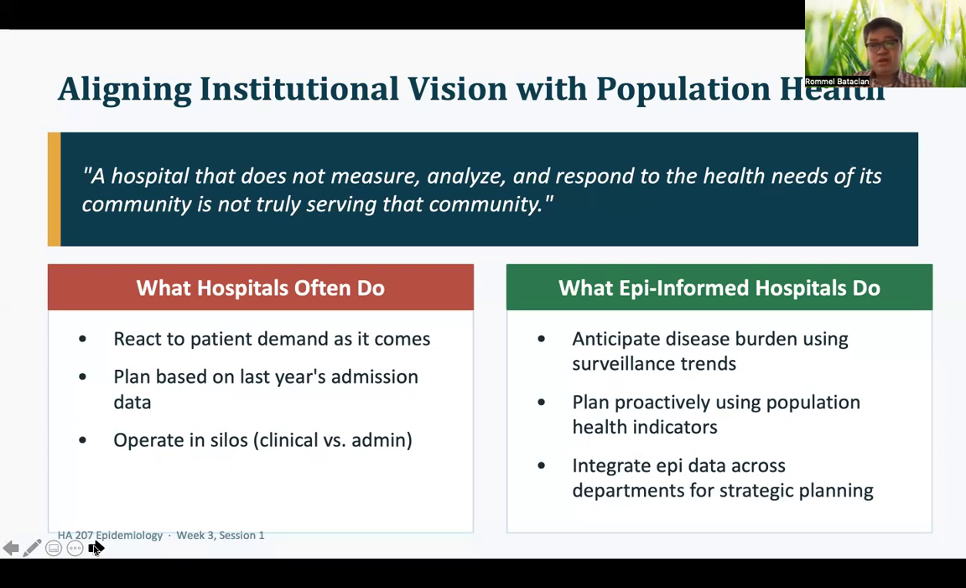It plans based on just the last year's admission data. And then it's very important that the clinical and administrative arms do not operate separately. They should share data and they should also have aligning goals as well. But it's very important to be an epidemiologically informed hospital. This means you anticipate disease burden using surveillance trends.